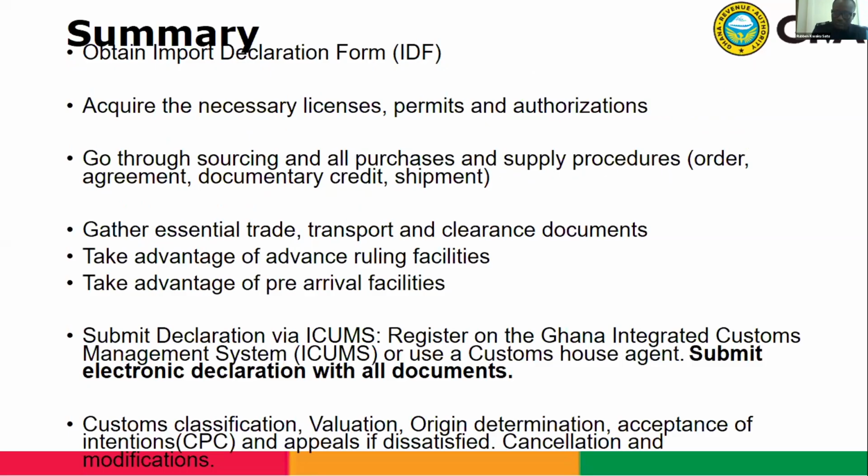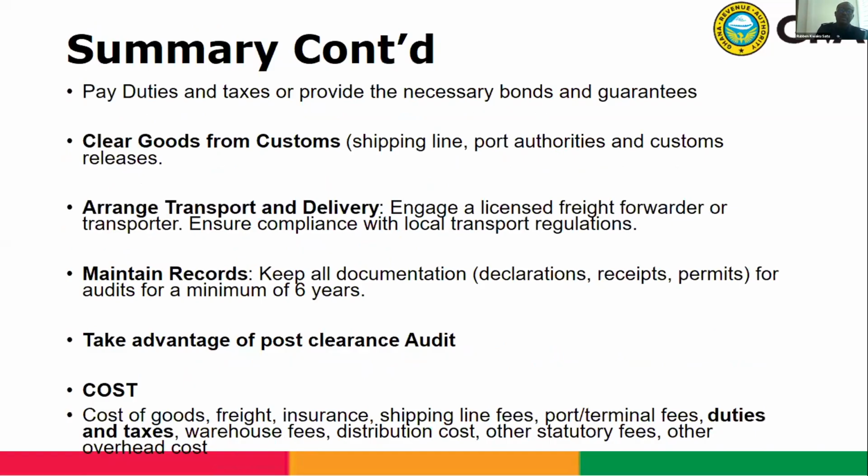You submit your declaration. The declaration goes to customs for classification, evaluation and determination of the applicable duties and taxes. Then you pay your duties and taxes. You provide the necessary bonds and guarantees when you are going under any of the suspensive regimes. You clear your goods from customs, the shipping line, and the port authorities, and you carry your goods away. You arrange your transport, and your goods are taken away. But most important, you have to keep your records or your documentation, because this will ensure that you comply with post-clearance requirements or any audit that customs may want to conduct on your goods or on your transaction. Therefore, you have to take advantage of the post-clearance audit.